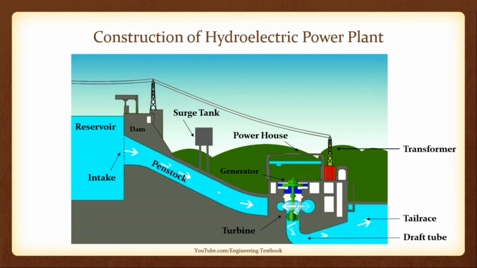Transformer. The transformer is attached to the generator. The electricity generated is now controlled by the transformer. The work of the transformer is to step up or step down the voltage. Transmission line. The transmission line carries power from the power unit or transformer and transfers or supplies it from one source to another. It is made up of conductor.